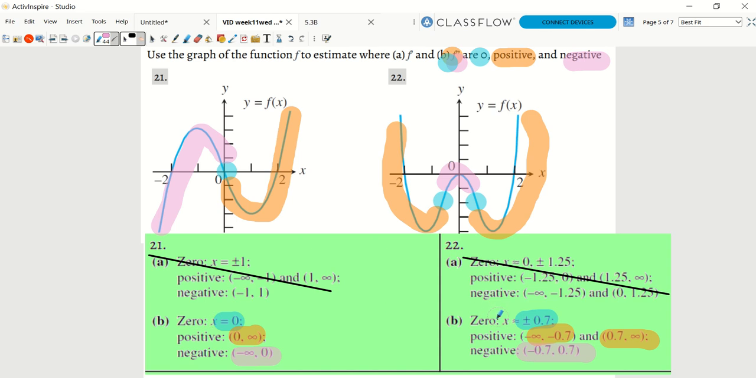Now, when f double prime is 0, those are the inflection points. We can estimate the inflection points to be here at the blues. The blue x coordinates are right here.